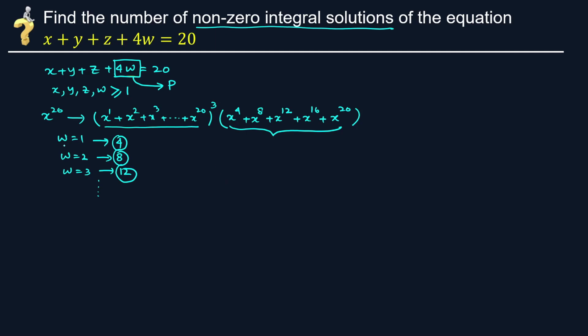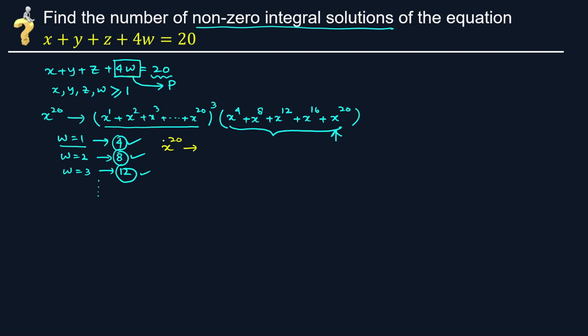Is it clear? Because when w is 1, this 4w, that is P, takes the value 4, then 8, then 12, and so on. That is why I have started with x to the power 4. And then it moves on accordingly. And why have I stopped here? Because the maximum number of objects available to us is 20. It cannot exceed 20. That is why I have stopped here. Is it clear? So we have to find the coefficient of x to the power 20 in this expansion.